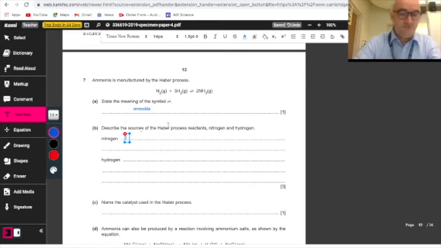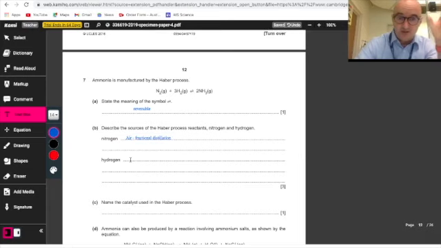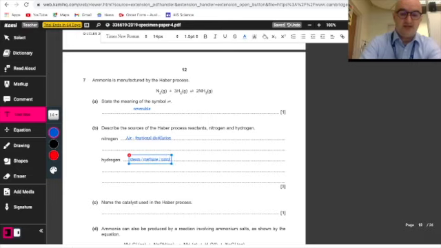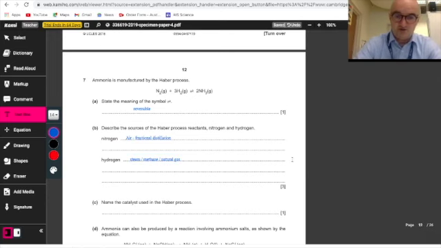Where does nitrogen come from? Nitrogen comes from the air, by fractional distillation of air. If you're lucky, you may well have seen some liquid nitrogen, put some organic matter into it and watch it shatter into a million pieces. Hydrogen is from reforming steam, so you can say it's from steam or methane, natural gas. All are accepted as a source of hydrogen.